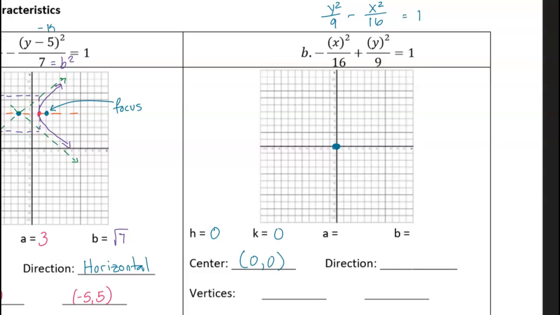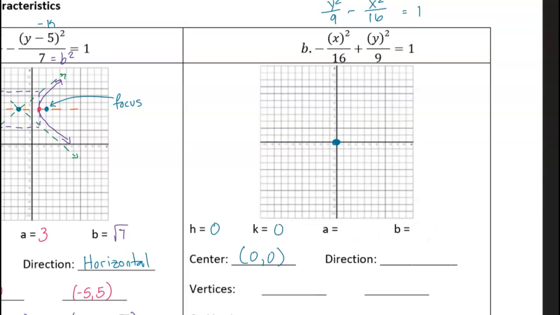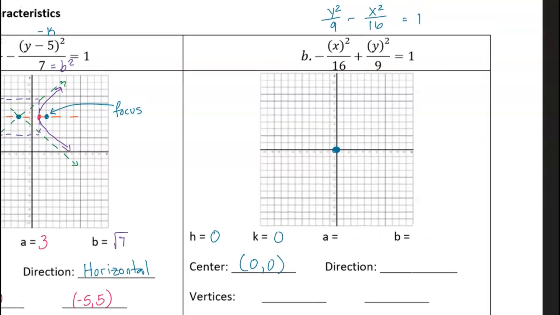So now, is this a horizontal or vertical hyperbola? Did I say vertical? Yes, vertical. Good. It's vertical because your y term is the positive term this time.